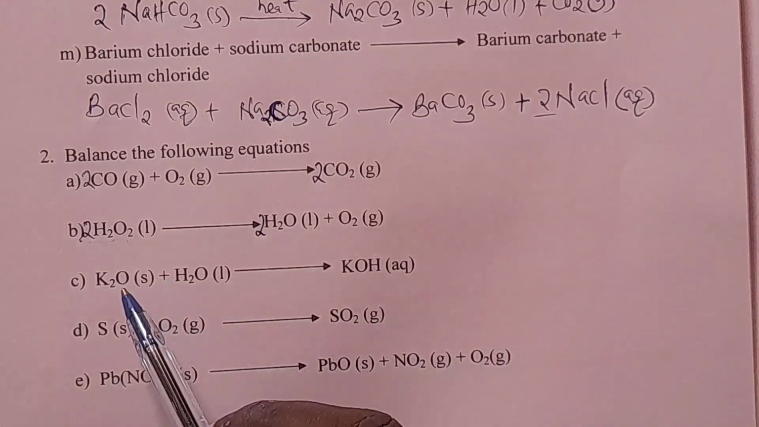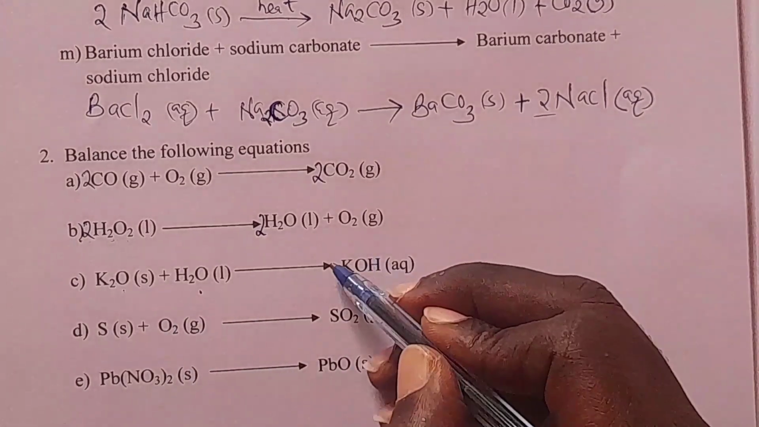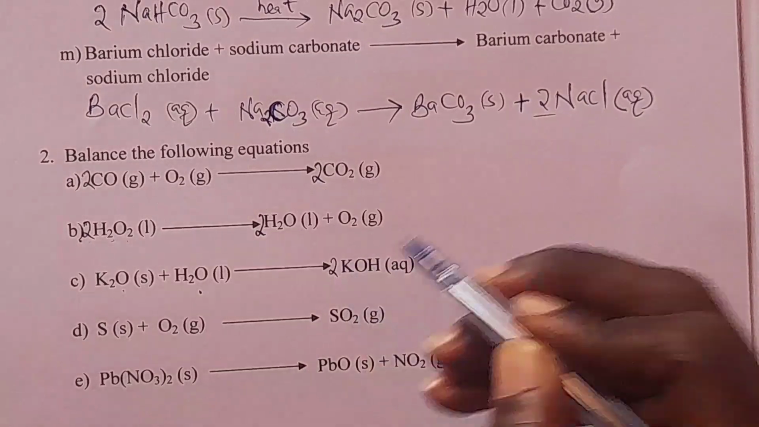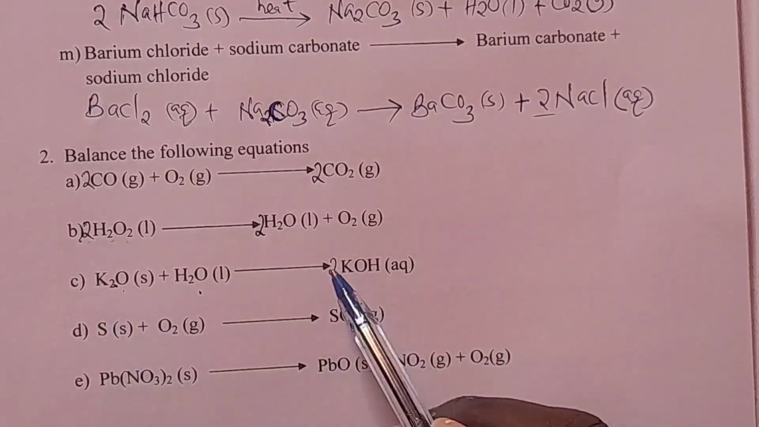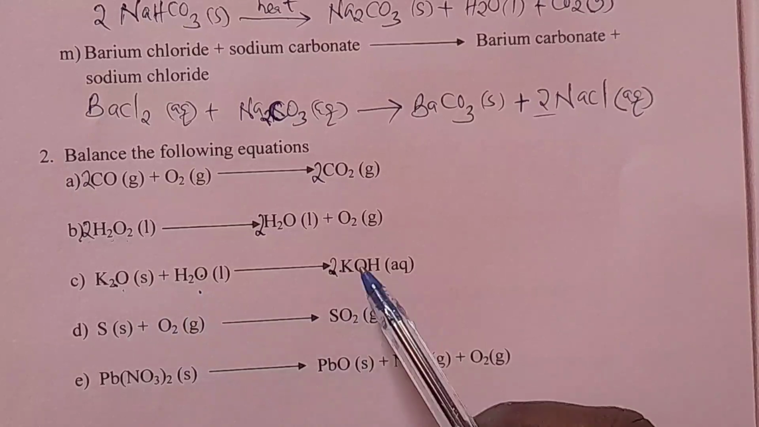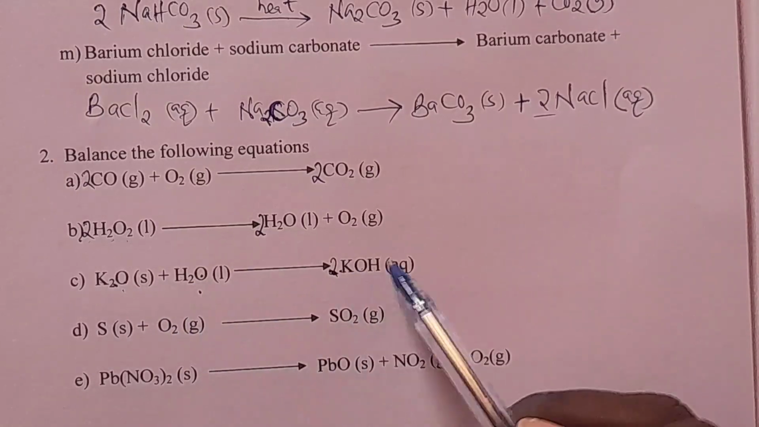So next, potassium oxide plus water, we get potassium hydroxide. I'm supposed to put 2 here, and the equation will be balanced: 2 of potassium, 2 of potassium, 2 of oxygen, that's 2 of oxygen, and also 2 hydrogen, that's 2 hydrogen.